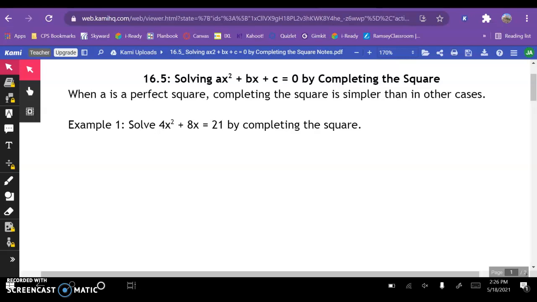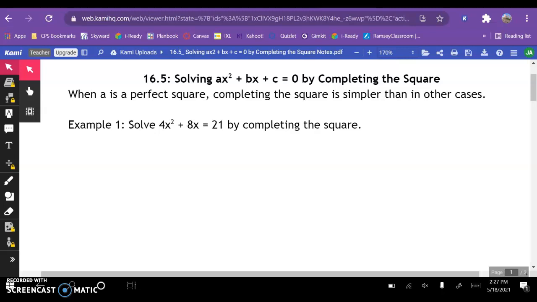All right, so for section 16.5, it's going to be similar to yesterday's, except these problems are going to have an a value. In other words, they're going to have a coefficient in front of the x squared, again meaning a number in front of x squared. So when a is a perfect square, completing the square is simpler than in other cases.